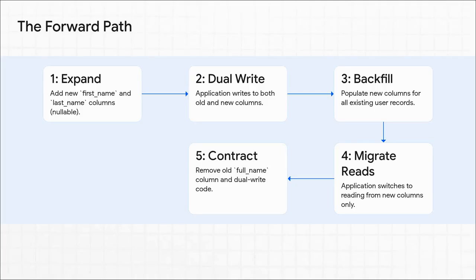Here's the plan broken down into 5 phases. First, we expand. We add our new first name and last name columns. The key here is they're nullable, so they don't break any of our existing code. Next, we start a dual write. We change our application so that any new or updated user gets written to both the old, full name, and the new columns. Then, we backfill. We run a script to populate the new columns for all our existing users. Once all the data is in sync, we migrate reads. So our app starts reading only from the new columns. And finally, when we're absolutely confident everything is perfect, we contract. We remove the old, full name column and the dual write logic. See? It's a marathon, not a sprint.